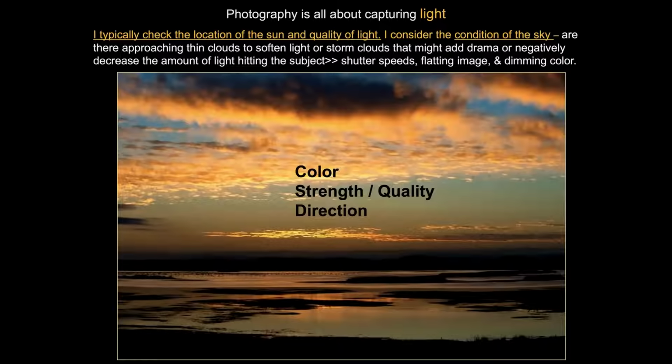Are there some nice light clouds that are going to come across the sun and soften the light some? That could be very good. Are there dark storm clouds coming across the sun? That could be good for drama, but it may not be good for, for instance, producing faster shutter speeds because it's cutting down the light, reducing vibrant color, and it makes the images look more flat.